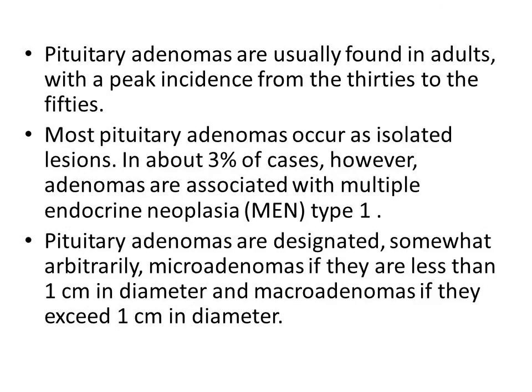Pituitary adenomas are usually found in adults, with a peak incidence from the 30s to the 50s. Most pituitary adenomas occur as isolated lesions. In about 3% of cases, however, adenomas are associated with multiple endocrine neoplasia, MEN, type 1. Pituitary adenomas are designated, somewhat arbitrarily, microadenomas if they are less than 1 cm in diameter and macroadenomas if they exceed 1 cm in diameter.